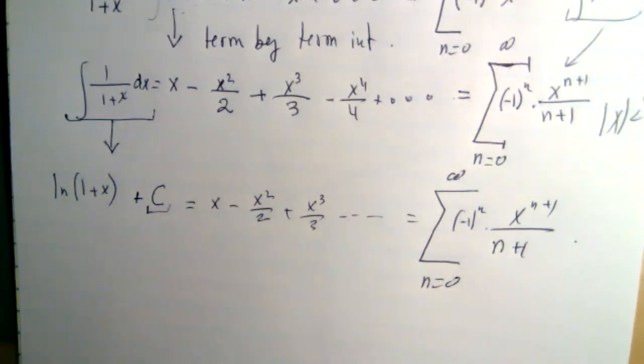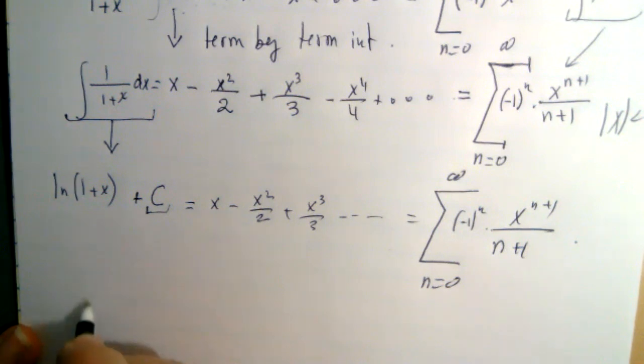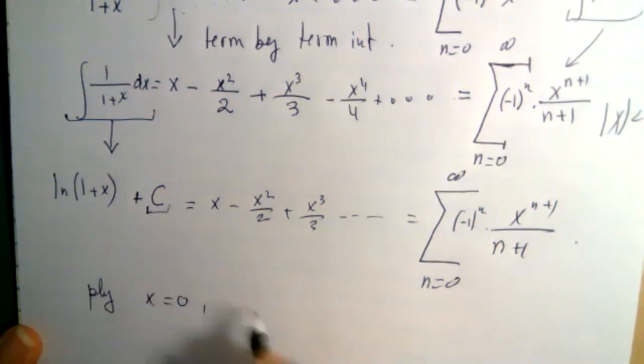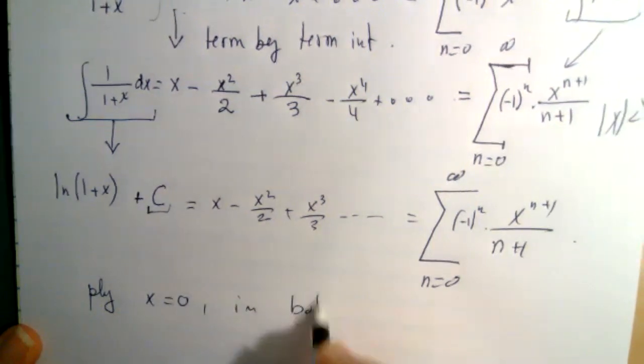So now what can I do? How can I get rid of the c? That's a little bit tricky here. The way we're going to get rid of the c is like that. We're going to plug x equal to 0 in both sides.